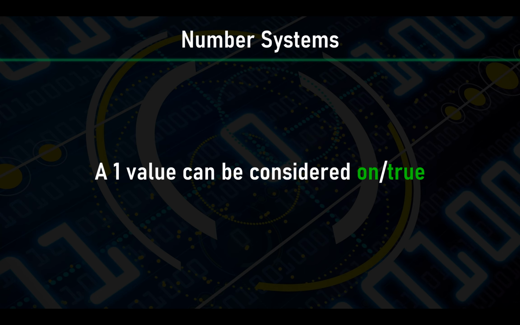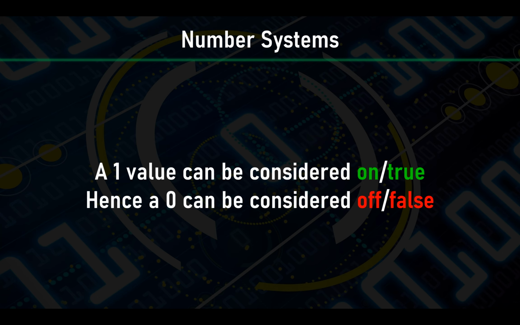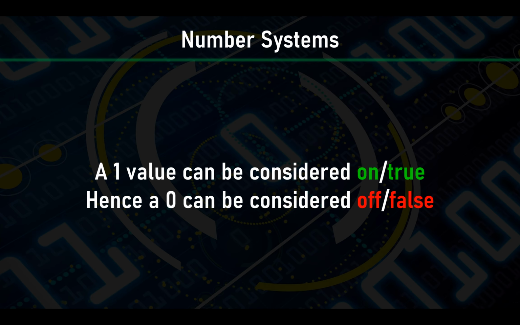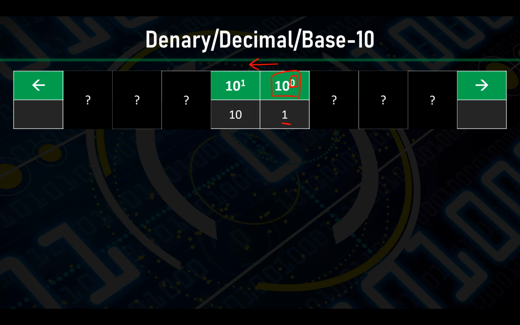Anyway, back to binary, we say that a 1 value can be considered on or true. Therefore, a 0 value can be considered off or false. So if we look at how this works in base 10, the first value is going to be 10 to the power of 0. Now, anything to the power of 0 is just going to be 1. Then as we go left, this power is going to increase.